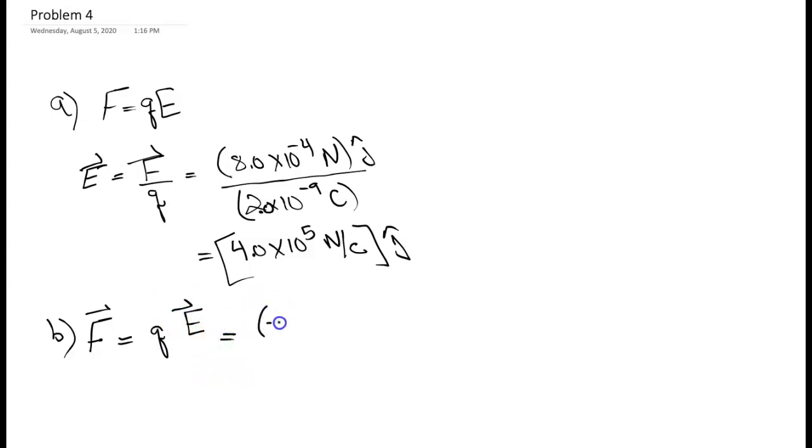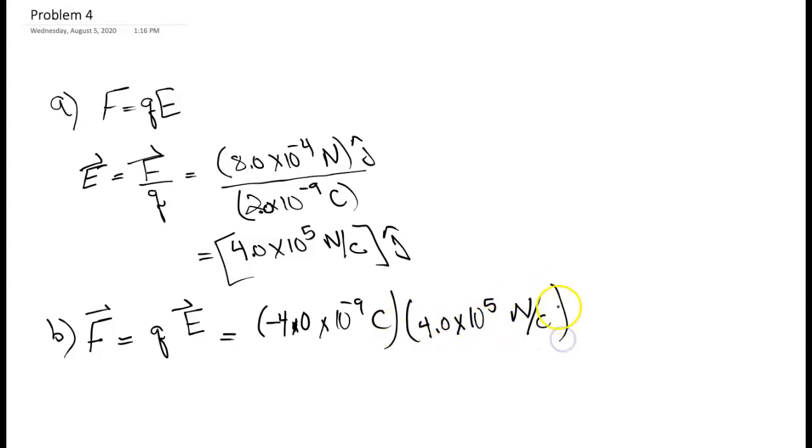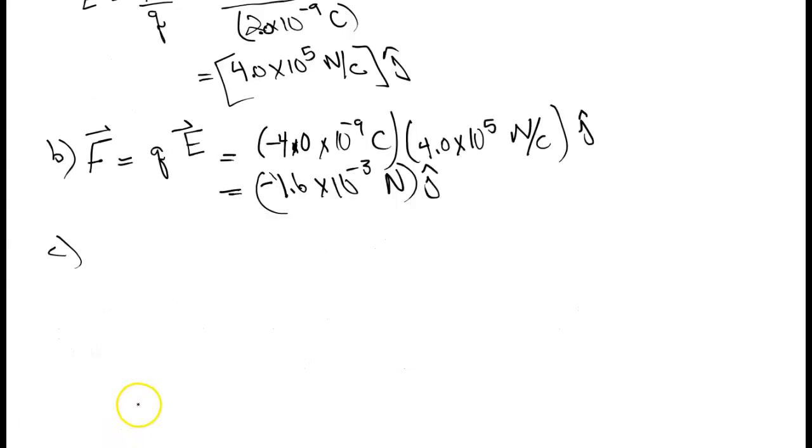So this is now a negative 4.0 times 10 to the minus 9th coulombs. The electric field is what we just found, 4.0 times 10 to the 5th newton per coulomb, in the j hat direction. And if we multiply this, we get 1.6 times 10 to the negative 3rd newtons, and this force is in the negative j direction, if we want to think of it that way.